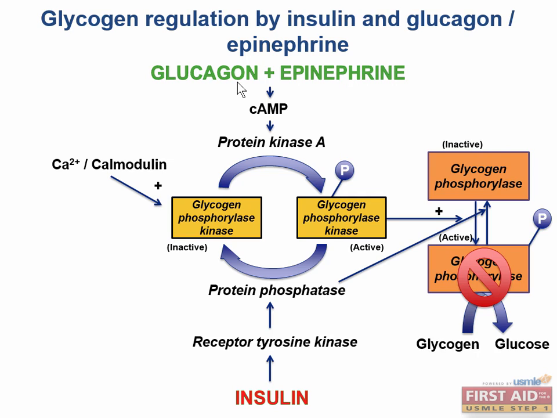Some general rules are that glucagon and epinephrine result in the phosphorylation of enzymes, we're adding that phosphate group, whereas insulin is going to result in the dephosphorylation of enzymes. These phosphorylated enzymes ultimately lead to glycogen getting broken down to produce our energy.